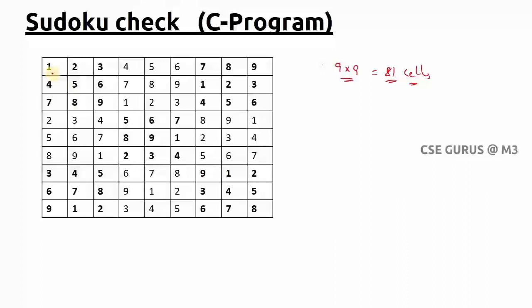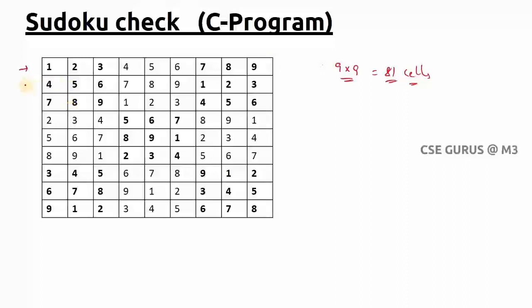In every row, every column, and every cube you need to check, you have to fill the numbers from 1 to 9. So if I take the first row, you have to fill it with the values from 1 to 9. It may be in any random order. You can see in the first row I filled 1, 2, 3, 4, 5, 6, 7, 8, 9. And remember, each digit from 1 to 9 should come exactly once. No repetition, not more than once and not less than once, that means exactly once.